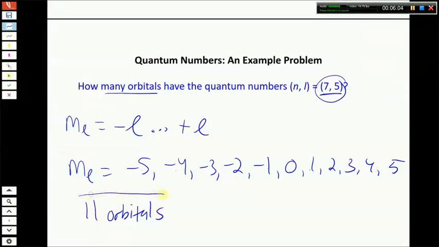Or in other words, this would be the 7H subshell, so not a real subshell, but one that could exist. And if this is the 7H subshell, there'd be 11 orbitals in that subshell. We count those by the number of m sub L values.